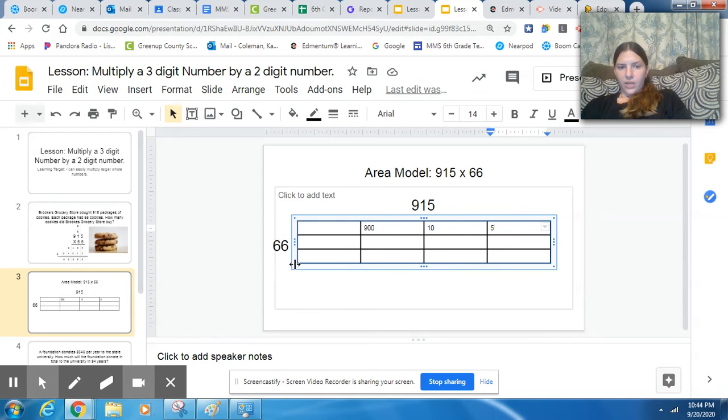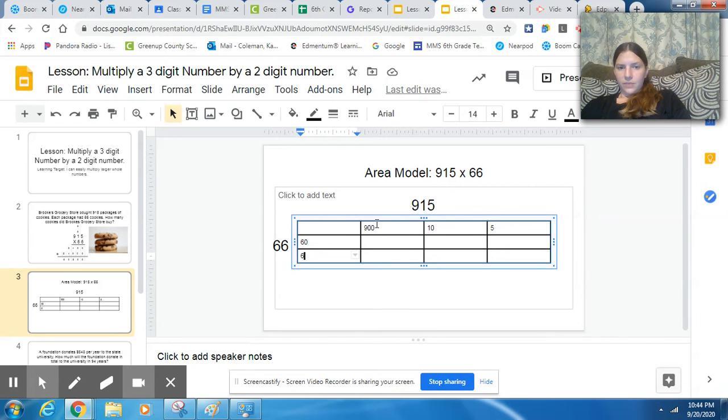I also need to break up my 66. I'm going to do that in this column. This 6 is in the tens place. 6 tens is 60. This 6 is in the ones place. 6 ones is 6. So those are 2 more easy to multiply numbers. Then I'm going to fill in my blanks by multiplying those easier to multiply numbers.